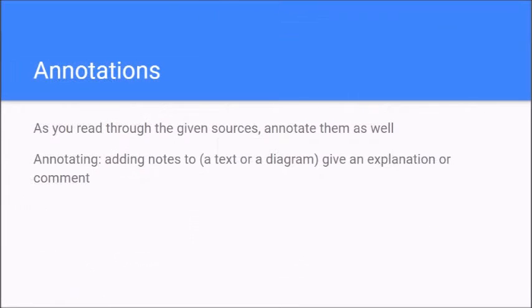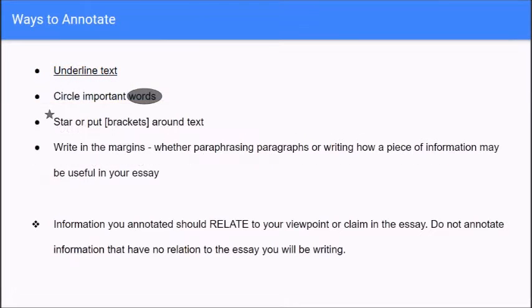As you read the sources, it is important to take notes about it. This is called annotating. The purpose of this is to understand the passage more easily as you go back to it for reference. There are many ways to annotate a given text. You could underline important phrases or sentences, circle key words or phrases, star or put brackets between the beginning and end of an important section in the passage, or write in the margins next to the paragraph, whether it may be a paraphrase of that or how it relates to your claim.